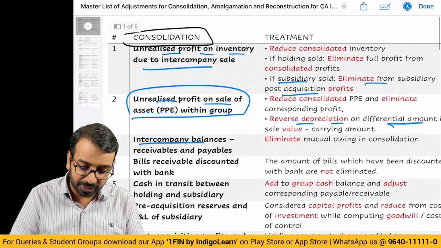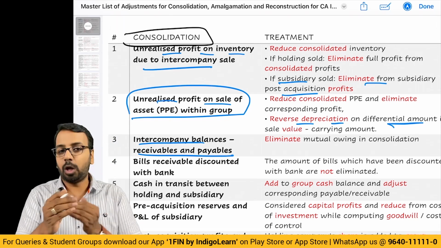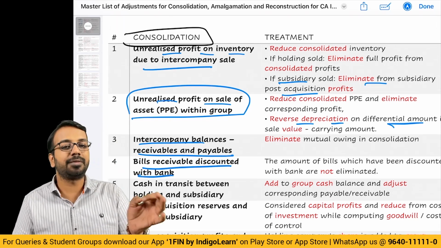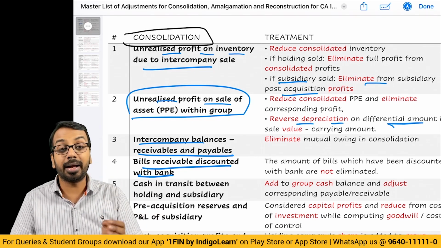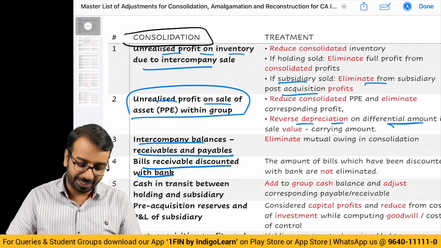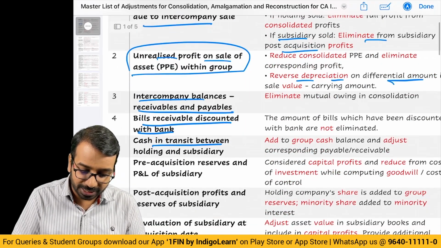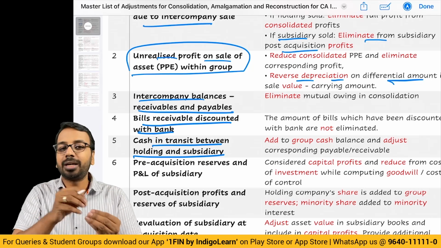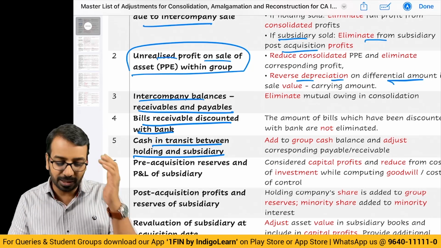Then, whenever we have intercompany receivables and payables, we will offset them. Here a very important thing: if any bills receivable is discounted with the bank, to the extent it has been discounted with the bank, you will not eliminate. Then if there is some cash in transit between holding and subsidiary, you will add that to the cash balance and accordingly adjust from the trade receivables and payables.